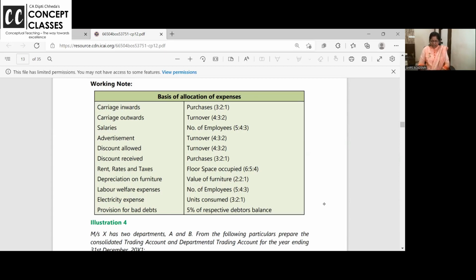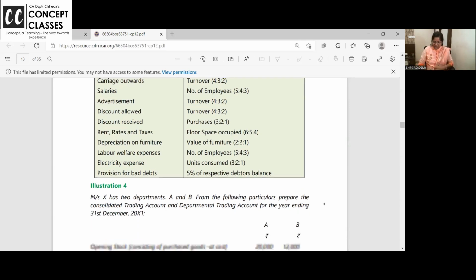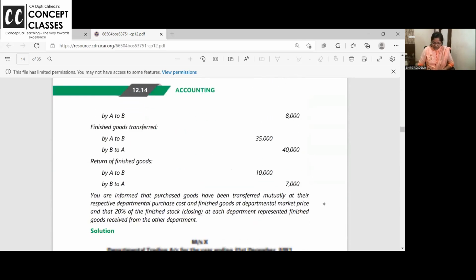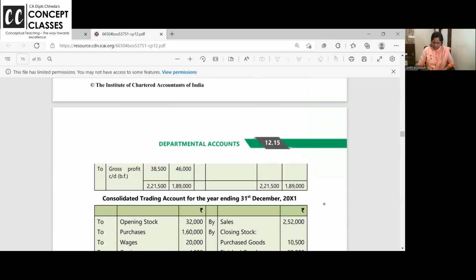Depreciation, furniture की value के हिसाब से. All staff welfare expense according to number of employees in each department. Electricity, horsepower, how many units of power is consumed. And bad debts and all according to debtors of each department. So only this table can also be asked to you.